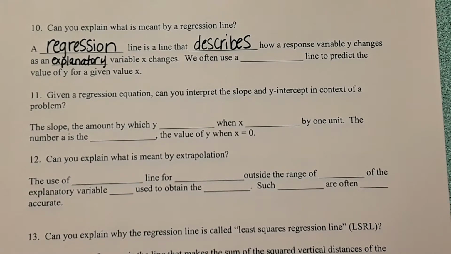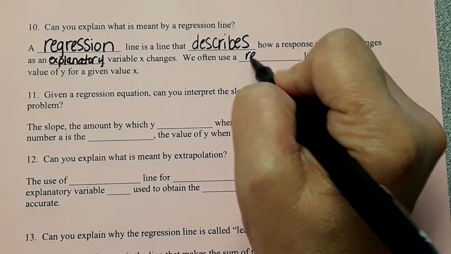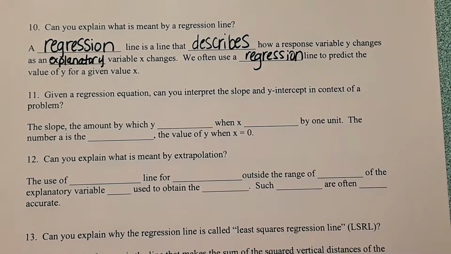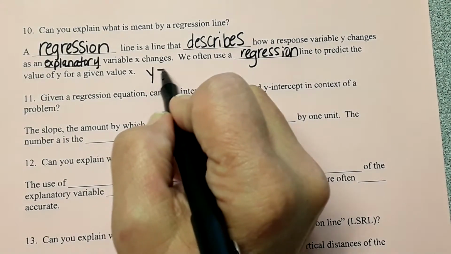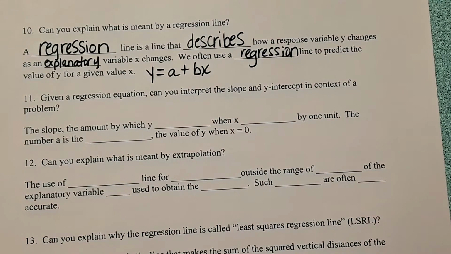We often use a regression line to predict the value of y. A regression line is just a line, but we are going to use y equals a plus bx. That's the equation that we use, and that's our stat calc 8.